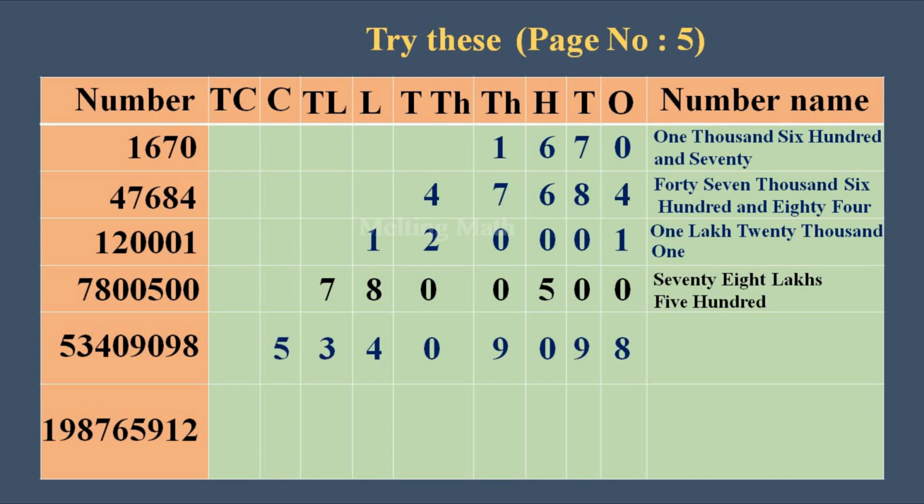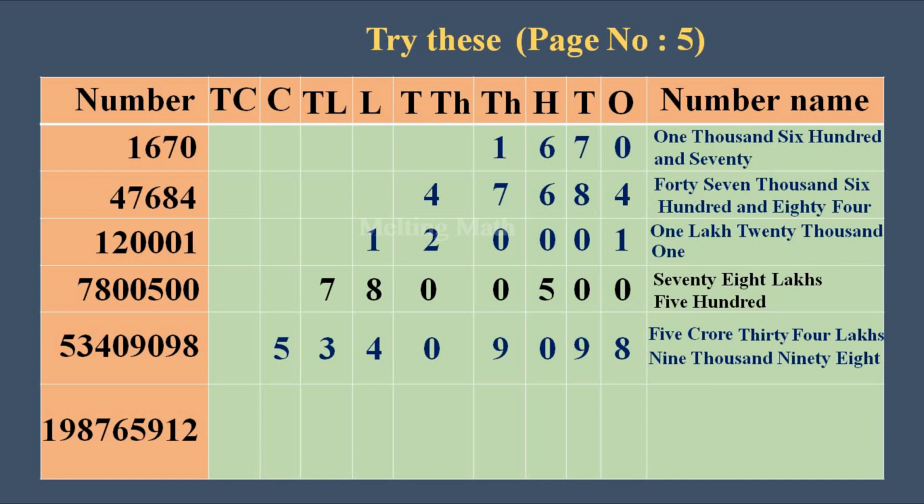Okay, so then see here in the crore place 5 is there, so just write 5 crore. Next 10 lakh and lakh come under the lakh period, so 34 is there, so just write 34 lakh. Next 10,000 and thousands are in the thousands period, so here 09 is there, that is considered as 9, so just write 9,000. Next hundreds, tens, ones come under the ones period, so here 098 is there, that is considered as 98, so just write 98.